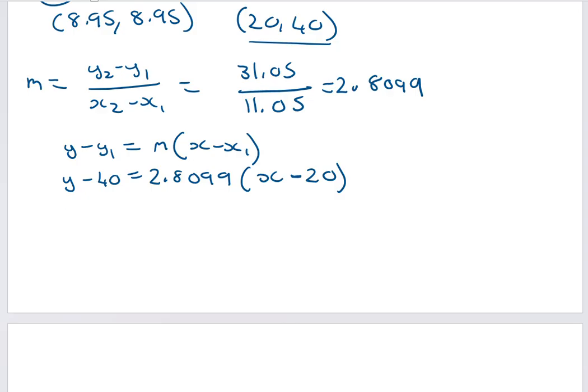Now, from that, the last thing I'm going to do here is get the 40 to the other side so I get y by itself, and I'm going to expand. So that means I'll get 2.8099 times x, and then 2.8099 times negative 20, and then I'm going to add 40. And that gives me negative 16.198.